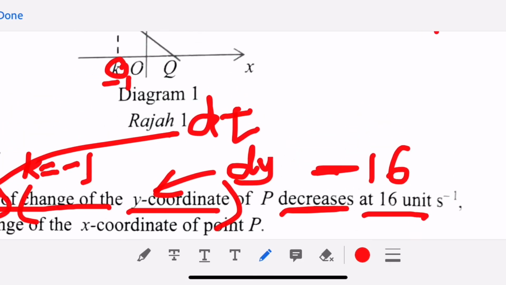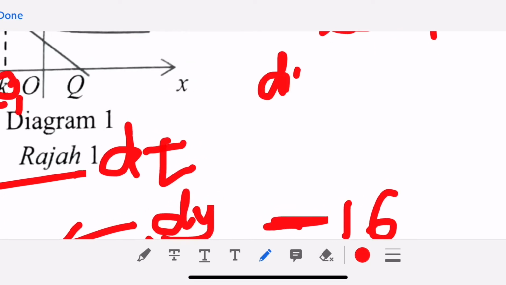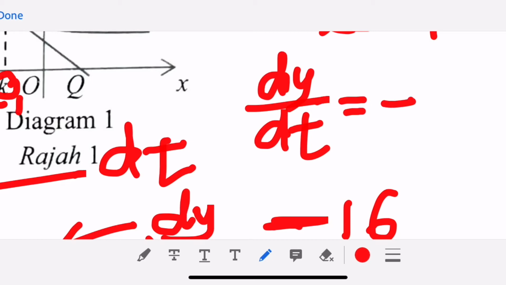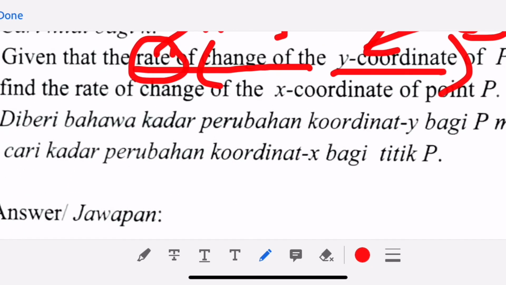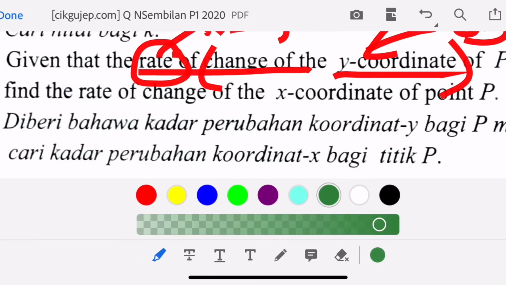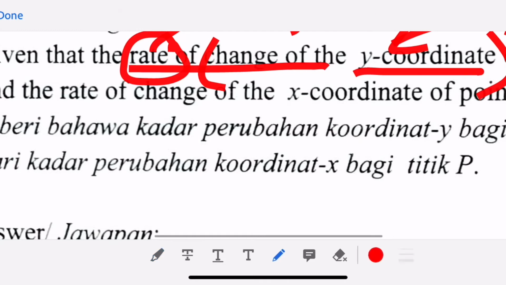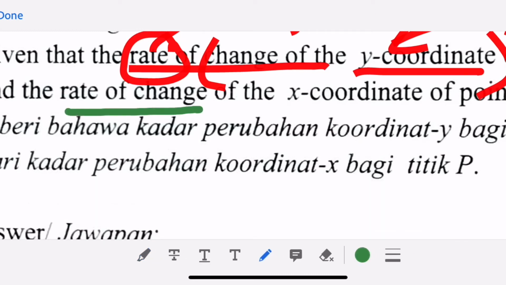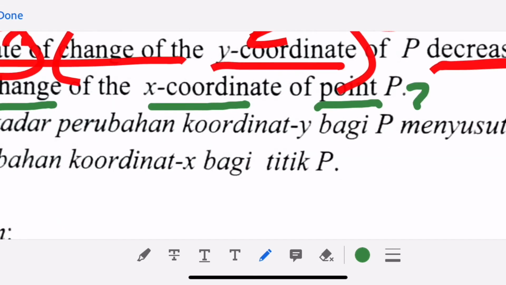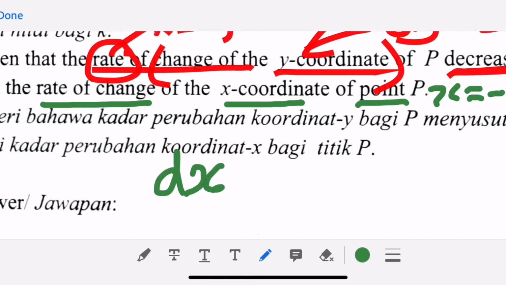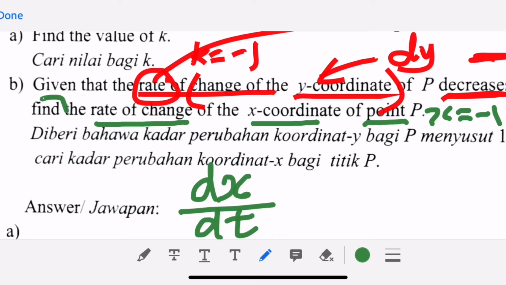And then for P, decrease or increase also shows changes, right? So you will write dy/dt equal to negative 16, because the value decreases. P decreases at the value 16 units per second. So find the rate of change of x coordinate. When you do this question, it's simple. You see rate of change, it means that you have to put over the difference of time. And x coordinate of point P, change of x coordinate of P, so that means you have to find the difference of the x. So you write dx/dt. So from the sentence, you convert to dx/dt.